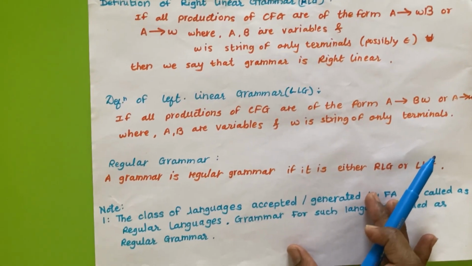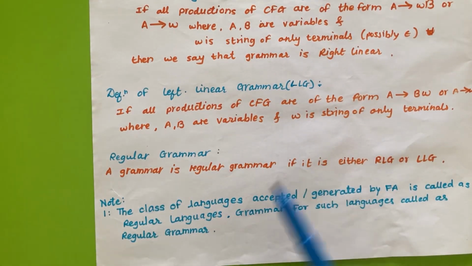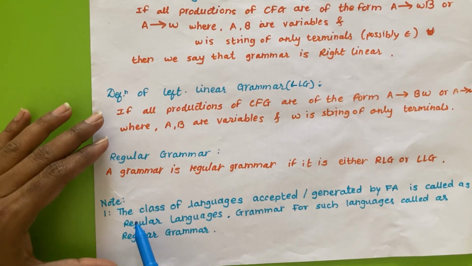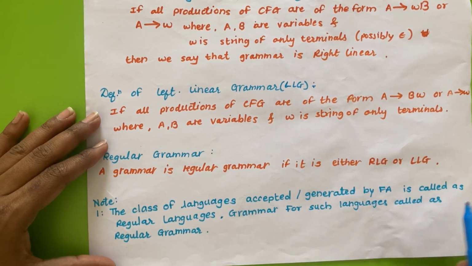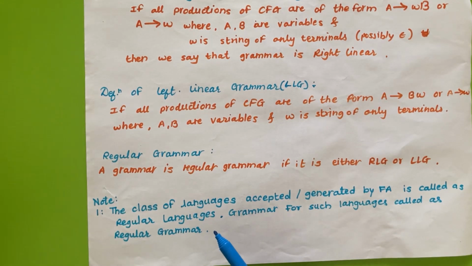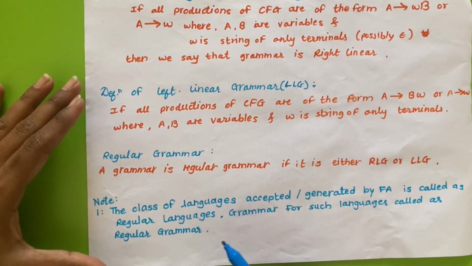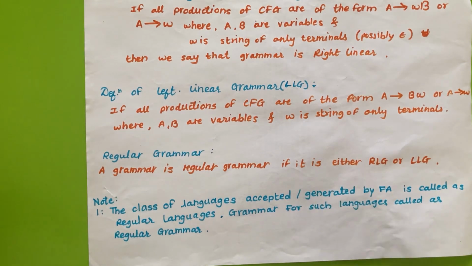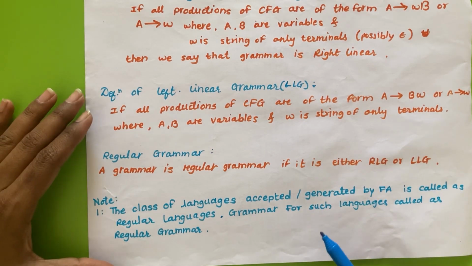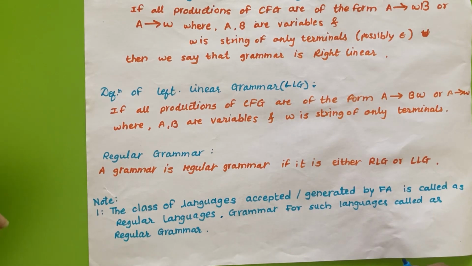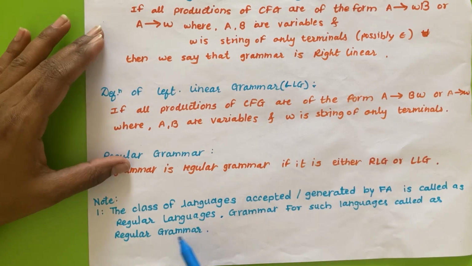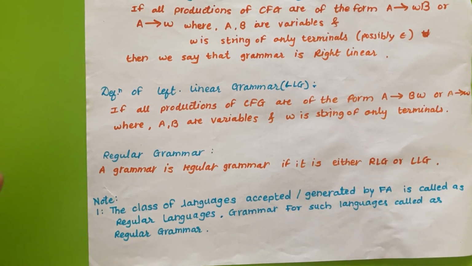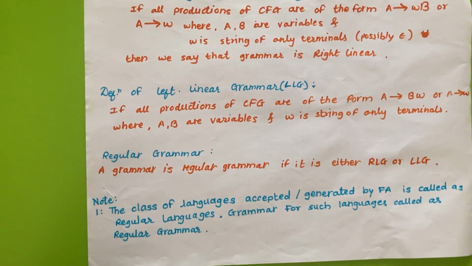There is one important note related to regular grammar: the class of languages accepted or generated by finite automata is called regular languages. As already discussed, all the languages accepted and generated by finite automata are called regular languages, and the grammar built for these languages is called regular grammar. So that was related to regular grammar and right linear and left linear grammar.